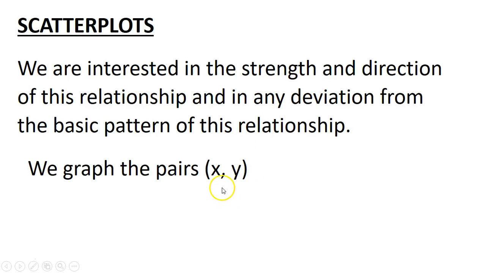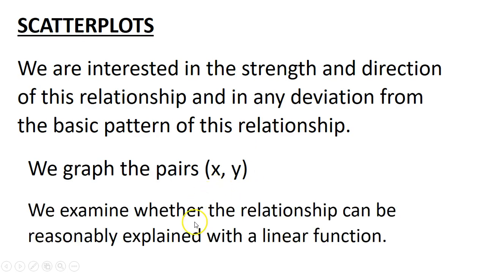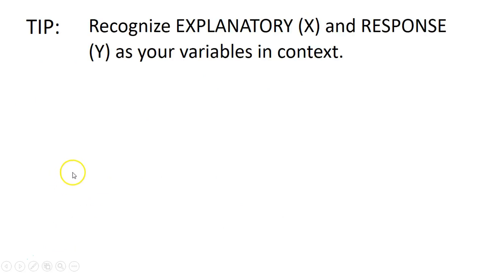So we graph all the pairs. That's what you're taught to do in Algebra 1, and we examine whether the relationships can be reasonably explained with a linear function. Because the thing is, maybe they can't, all right? You're trying to guess that they can, but maybe they can't. So a tip, recognize explanatory as x and response as y as your variables in context. You've been doing this your whole life, you just haven't seen them written like this. Basically the idea of what you're plugging in and what you get out, like your response is what you get.